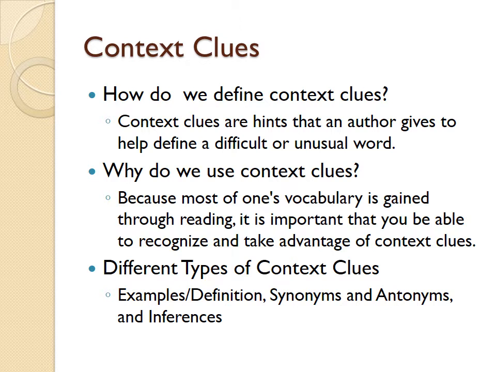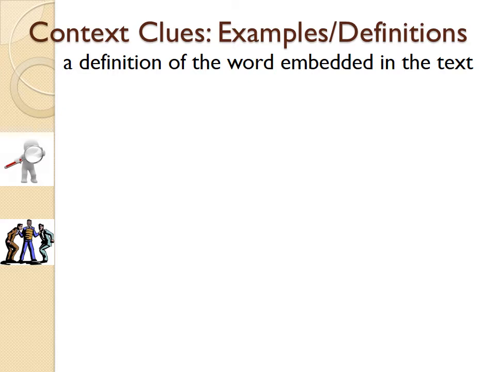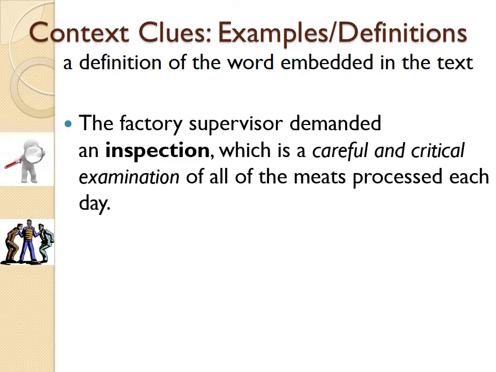Different types of context clues that we'll be reviewing are examples and definitions, synonyms and antonyms, as well as what are called inferences. So when we think about examples and definitions, that's basically just a definition of a word embedded in the text. So for example, the factory supervisor demanded an inspection, which is a careful and critical examination of all the meats processed each day. There we have the definition of inspection within that sentence.